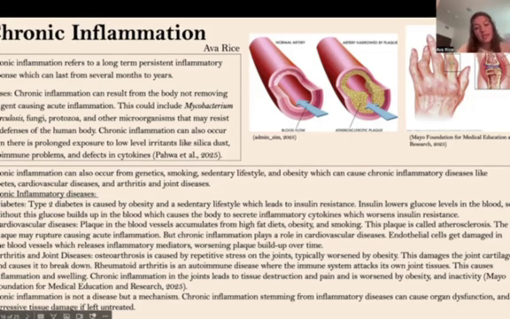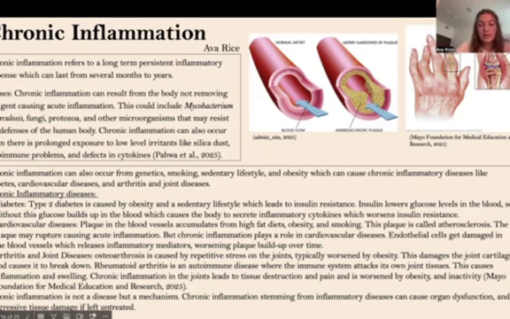The next one is cardiovascular diseases like atherosclerosis. Plaque in the blood vessels accumulates from high-fat diets, obesity, and smoking. The plaque may rupture, causing acute inflammation as discussed, but chronic inflammation plays a role in cardiovascular disease. Endothelial cells get damaged in the blood vessels over time, which releases inflammatory mediators, which worsens plaque buildup.